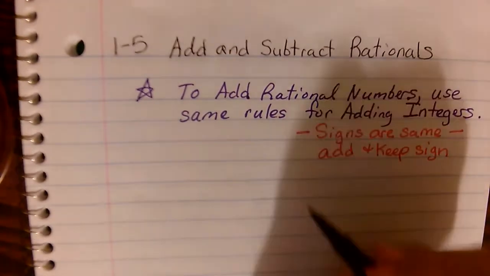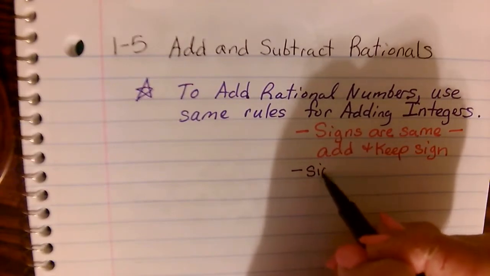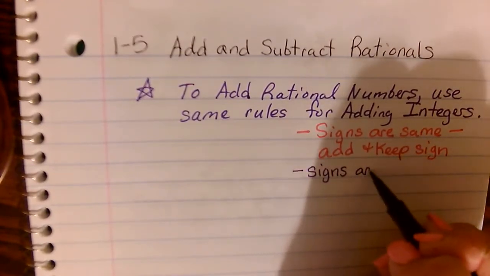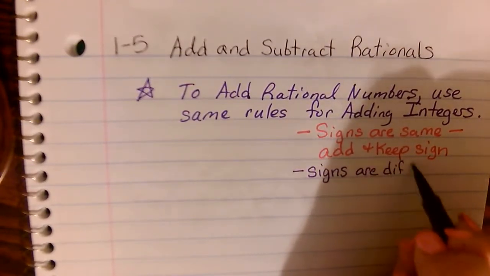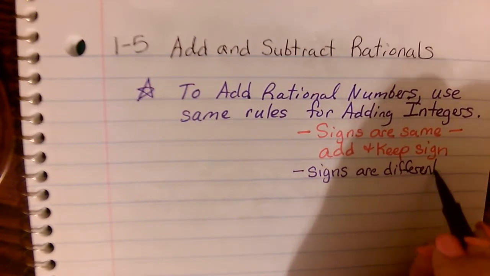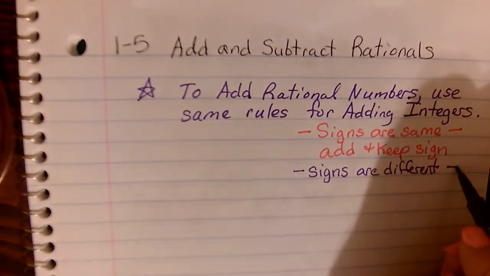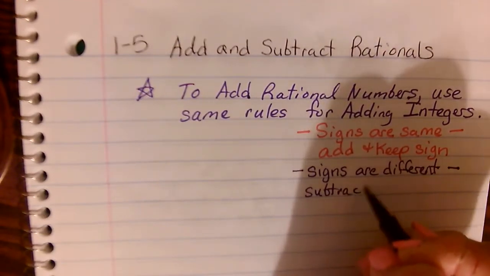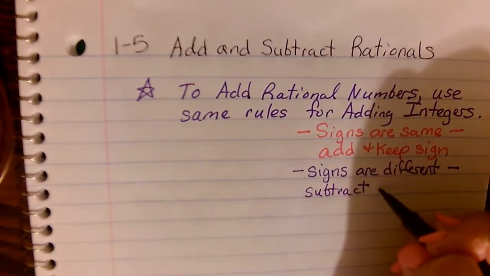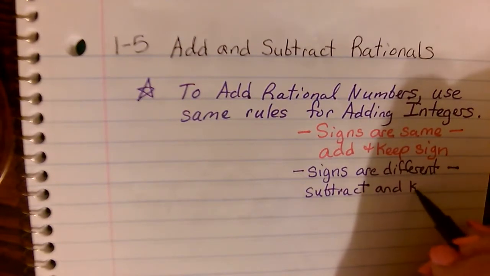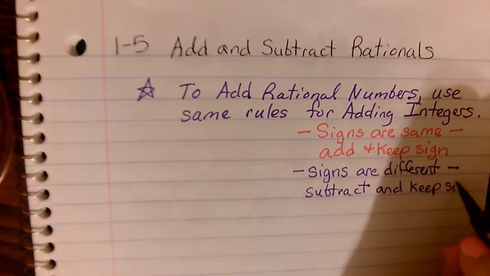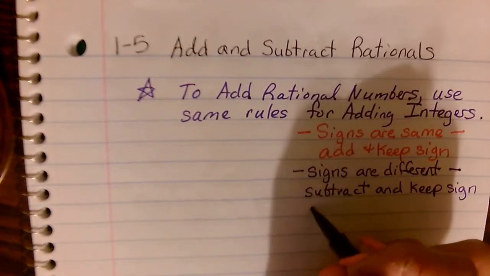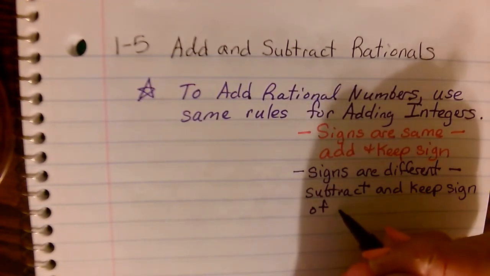If the signs are different, subtract and keep the sign of the number farther from 0.